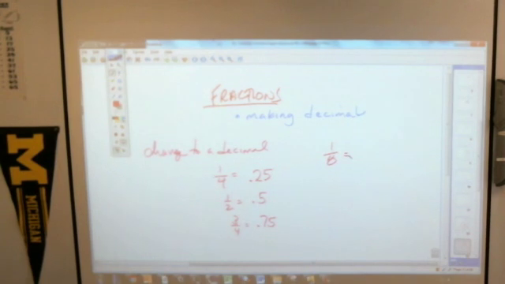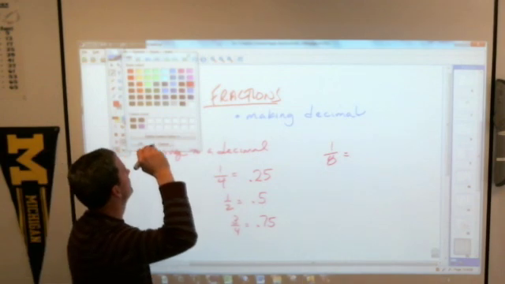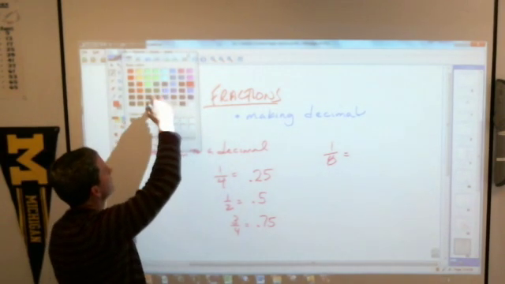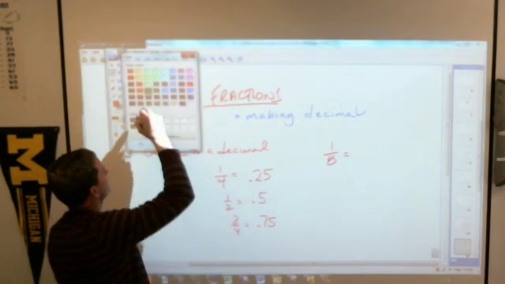Would you divide? I like the word divide. It does come up there. Kendall? Would you divide 8 by 100? You would not divide 8.